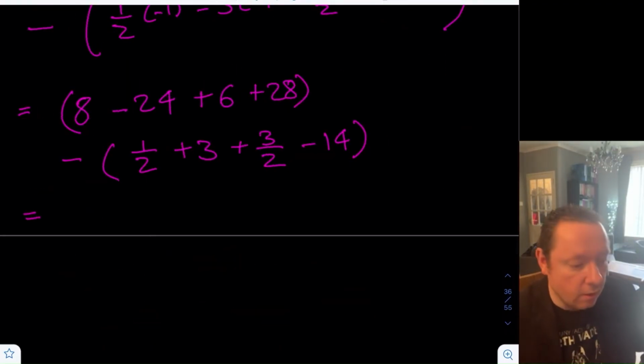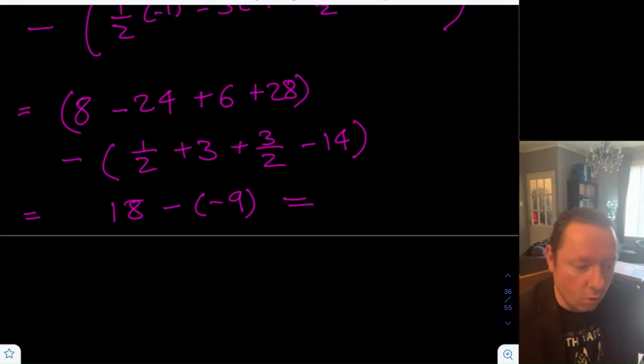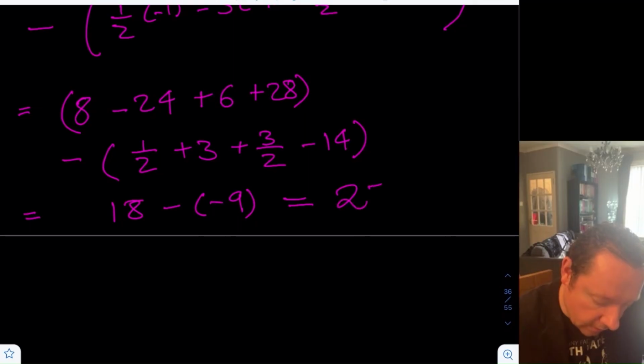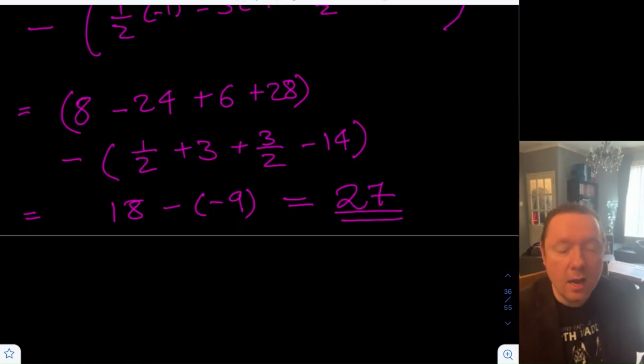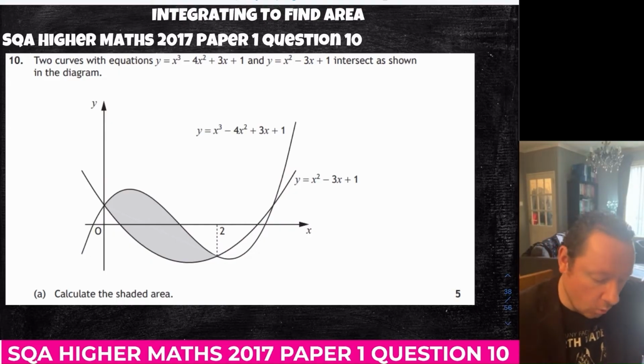That equals, using a calculator, tidying up our first bracket, we get 18. And our second bracket, we get minus 9. So it's minus 9. That equals a final answer of 27. So it's 27 as our shaded area, and we're done there. Fine area.